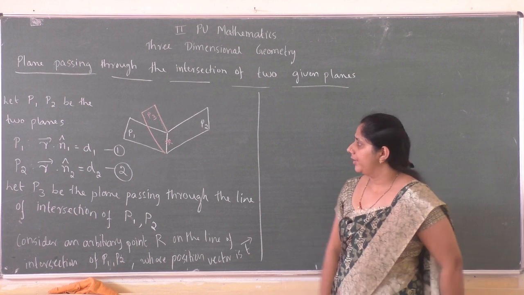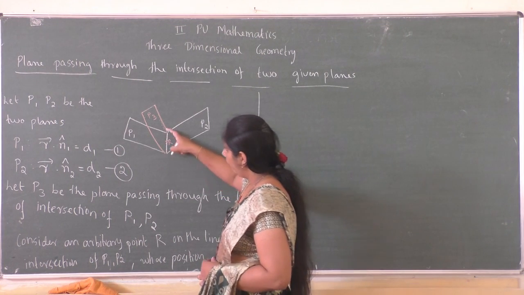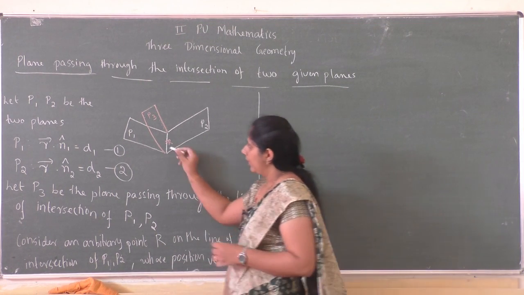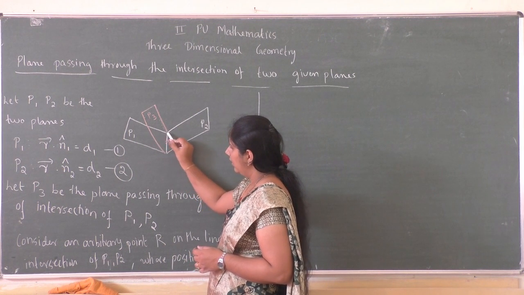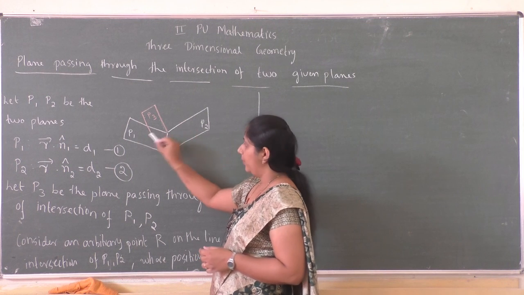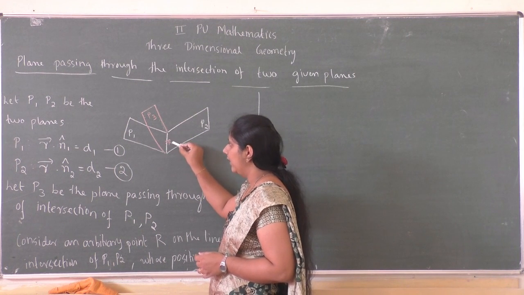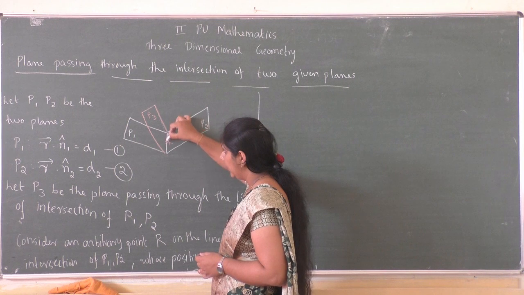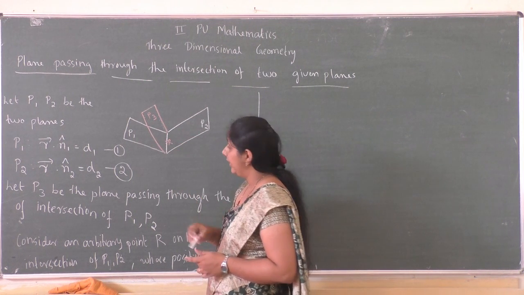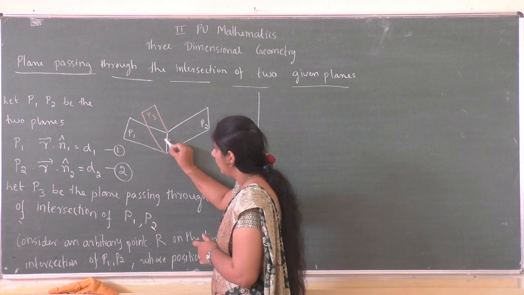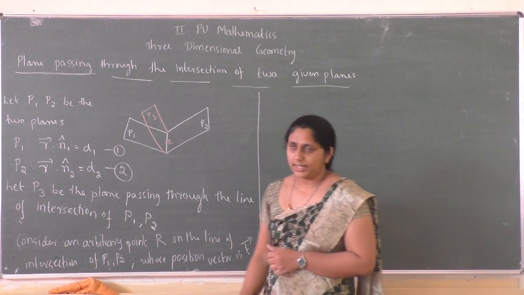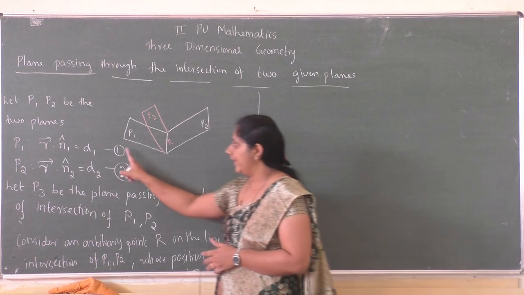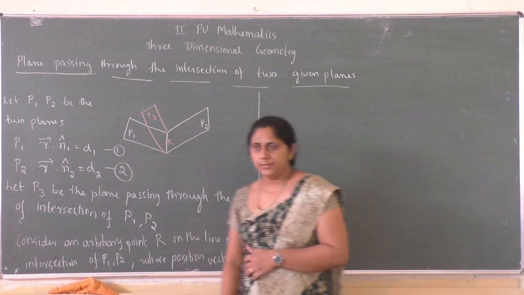So you have to consider an arbitrary point R on the line of intersection of P1 and P2 whose position vector is T vector. Now see, R is on the line of intersection of P1 and P2. So wherever P1 and P2 intersect, R is on that line. But we know the equation, actually the plane P3 lies passing through this line of intersection. Again, this point R is included in P1 and also in P2, correct? Why? This line will be the intersection of both. So then T vector must satisfy equation 1 as well as equation 2, correct?